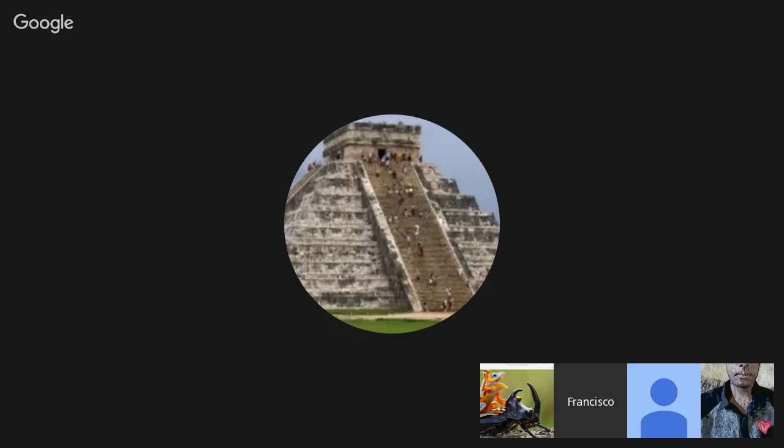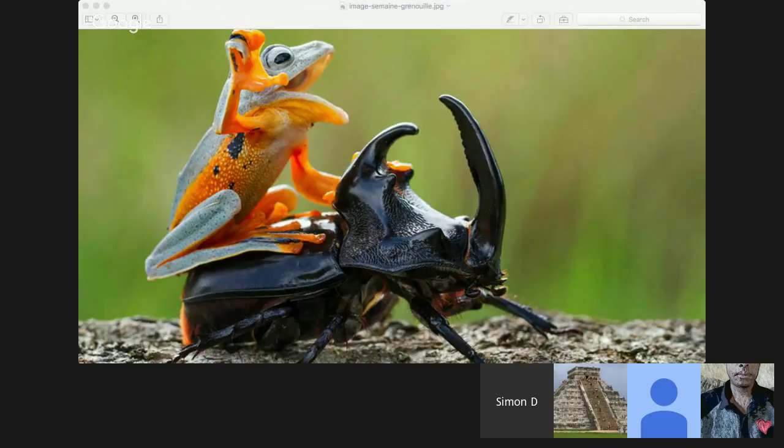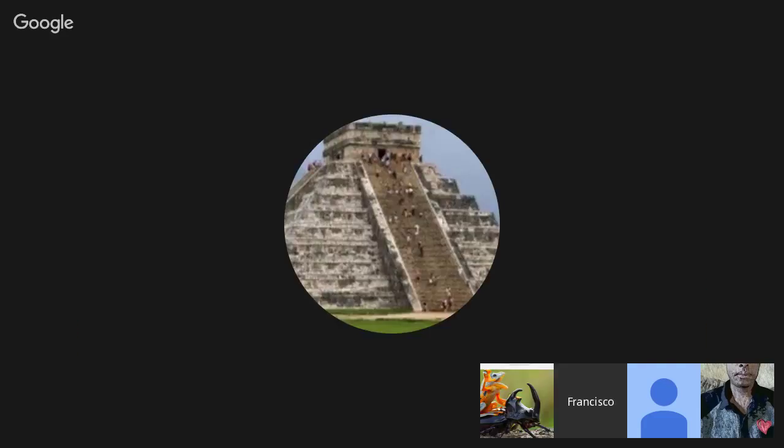Okay, this is a weird image because it's a beetle and a little frog. The little frog is mounting the beetle. They're friends. Definitely they're friends because it seems that they are enjoying the moment. They're having a good time. And this made me think about friendship.